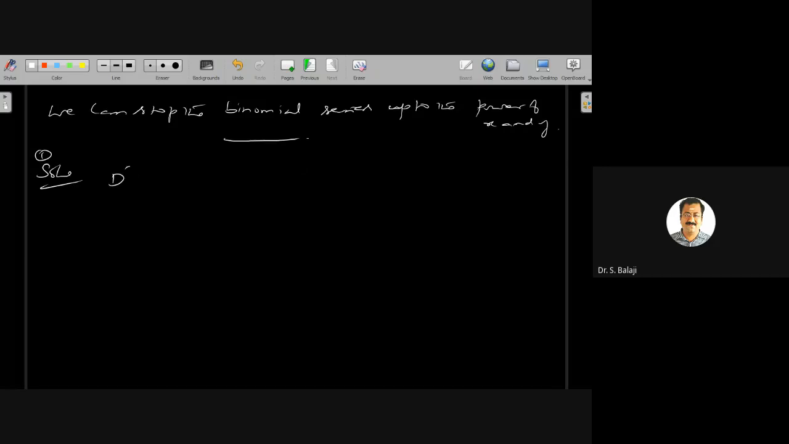Solve d cube minus 2d square d dash z equal to 3x square y. The right hand side is a polynomial.